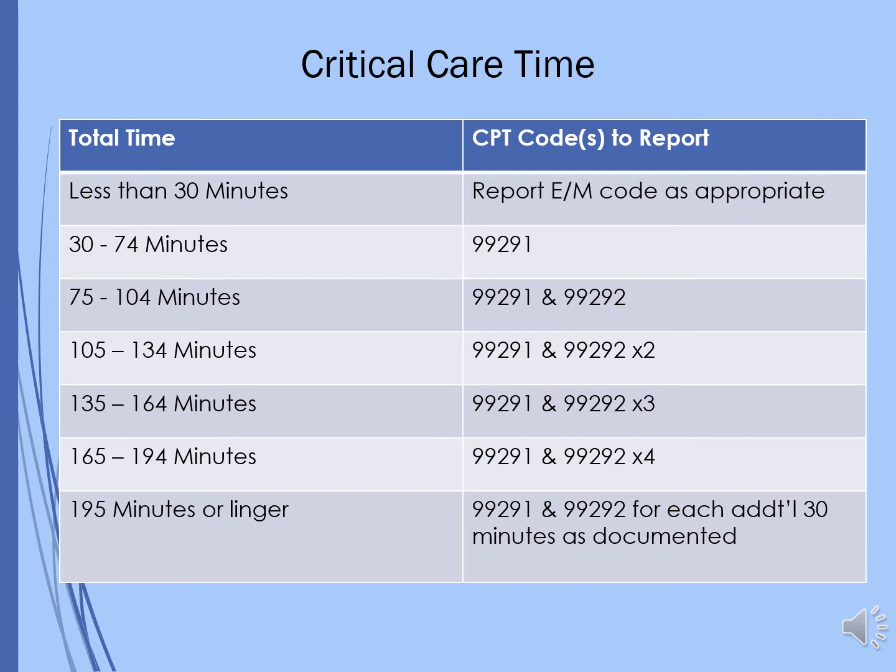So for example, if you provide 105 to 134 minutes of critical care services to the patient, you document that total time in the notes, which is reflective and excluded of any procedures that you might separately bill, and you have medical necessity to support billing for critical care. You would be able to bill the first unit of 99291, which is your base code, and then 2 units of 99292, which is your add-on code for those each additional 30 minutes. If you were to go beyond 195 minutes, the coder would then add up each additional 30 minutes and continue to add additional units of the add-on code 99292.